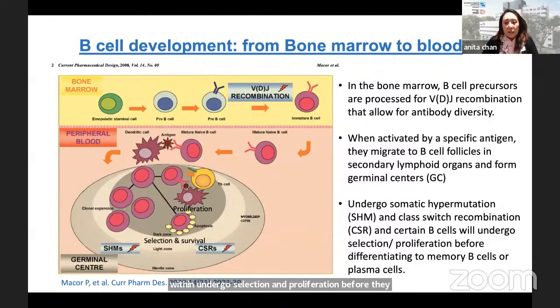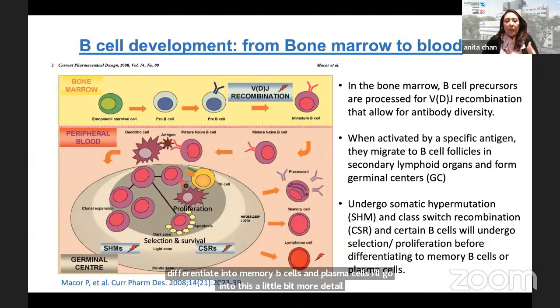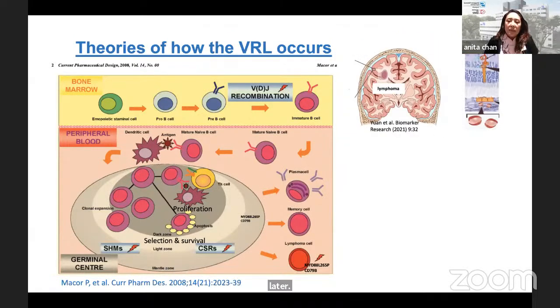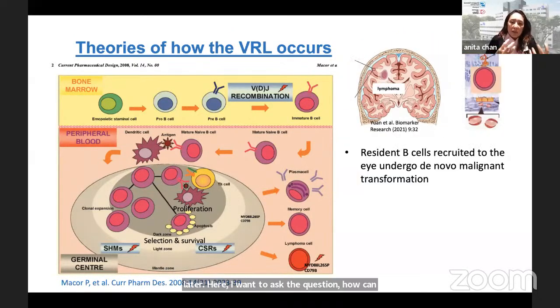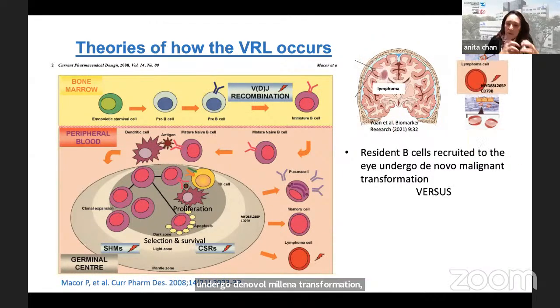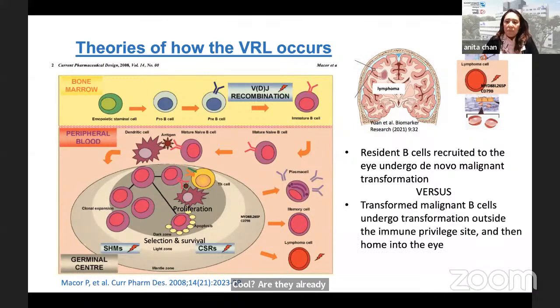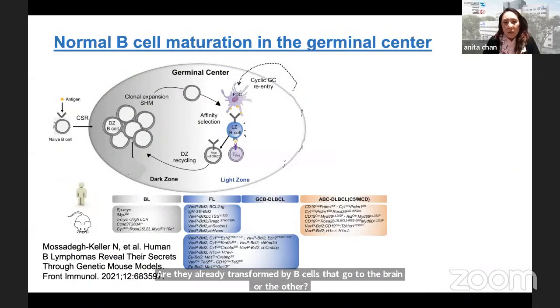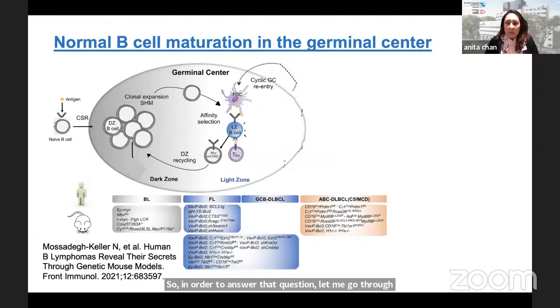I'll go into this in a little bit more detail later, but here I want to ask the question, how can this cell go to the eye and form lymphoma? Are they resident B cells that have been recruited in and undergo de novo malignant transformation, or are they already transformed malignant B cells that go to the brain or the eye? So in order to answer that question, let me go through the normal B cell maturation that goes on in the germinal center.